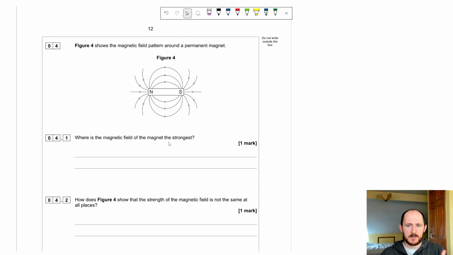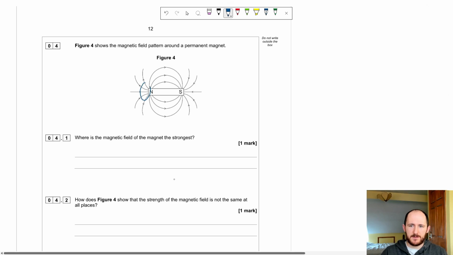Just messing around with it yourself. But here's how you can tell. The closer together these magnetic field lines are, the stronger the magnetic field. So if I look over here, I have 5 lines packed together, but over here I have 3 lines that are quite spread out. And over here, again, it's like 2 lines that are quite spread out. So in other words, where are the lines the closest together? They're the closest together at the poles.